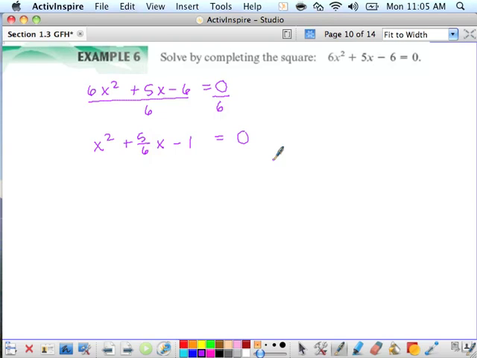Next, we need to move the constant to the right. And then we need to take half of 5/6. So what's half of 5/6? 5/12. And I need to square it and add it to both sides. So 25 over 144.